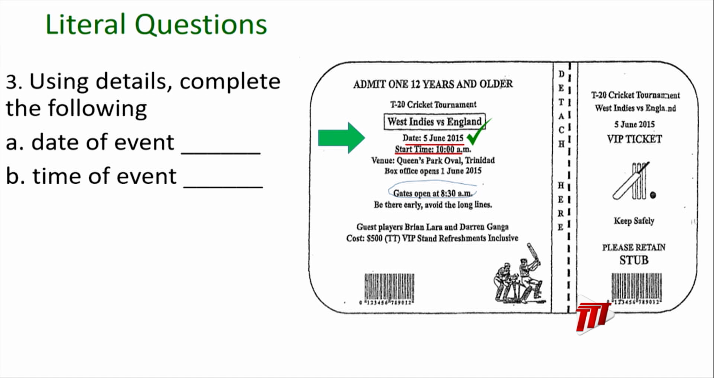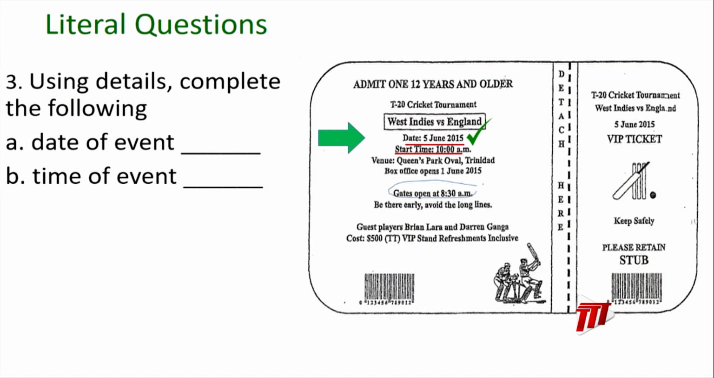Using details, complete the following: date of the event, time of the event. The question asks us to give information to tell what time the event, the T20 cricket match, would begin. The time here, gates open at 8:30 a.m., tells us at what time in the day the gates to the venue would open and allow spectators into the stadium. Again, the time tells us what time the gates would be open to allow spectators into the stadium.